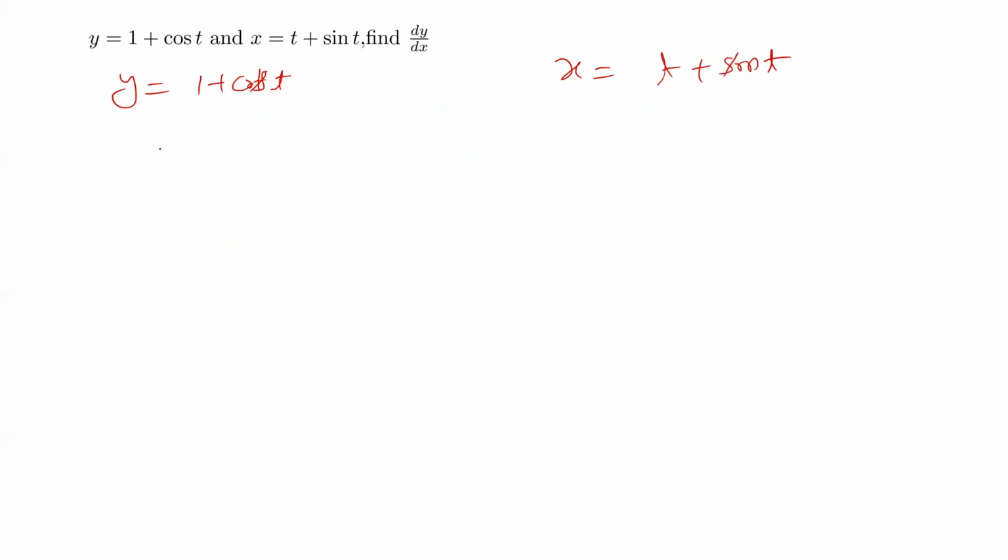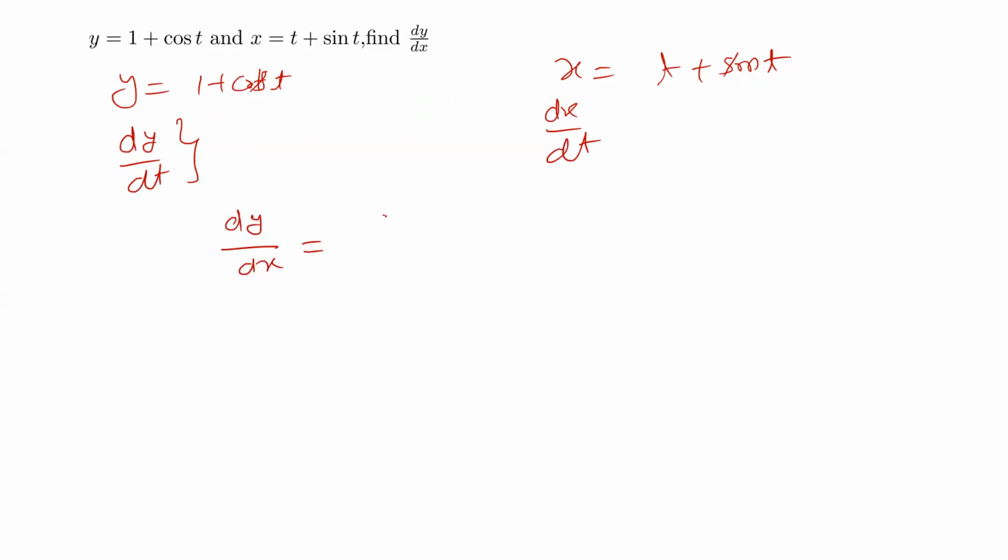So earlier, whenever we solved a question where y is given in terms of x, we directly took the derivative and found dy/dx. But here another variable is included. So how do we deal with it? We find dy/dt because the variable is t, and we find dx/dt, and then we find dy/dx.